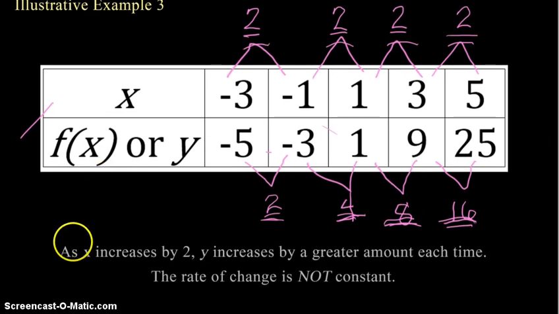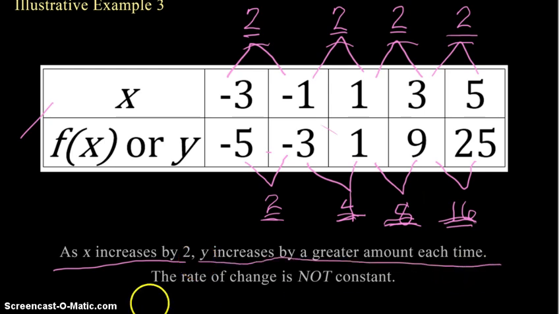So, as x increases by 2, yung y naman natin ay increases by a greater amount each time. So, the rate of change is not constant. So, hindi siya linear function.